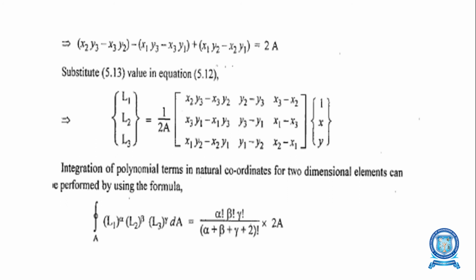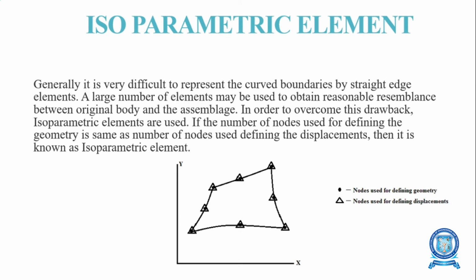So therefore, the integration of polynomial terms in natural coordinates for a two-dimensional element can be performed by using the formula: the integral over area A of L1^alpha, L2^beta, L3^gamma dA is equal to alpha factorial, beta factorial, gamma factorial, divided by alpha plus beta plus gamma plus 2, the whole factorial, into 2A. So the next one is the isoparametric element.